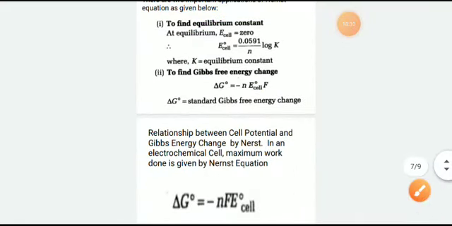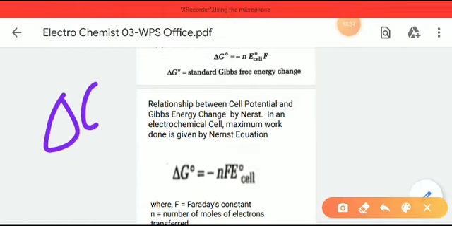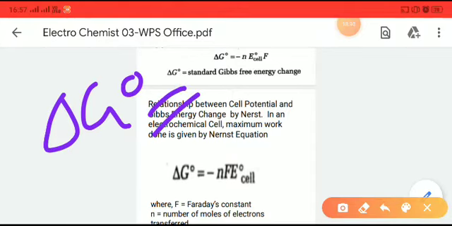And the second thing is, from this equation we can find the Gibbs free energy, delta G. Delta G0 is the Gibbs free energy, and that determines whether a reaction will be spontaneous or not.